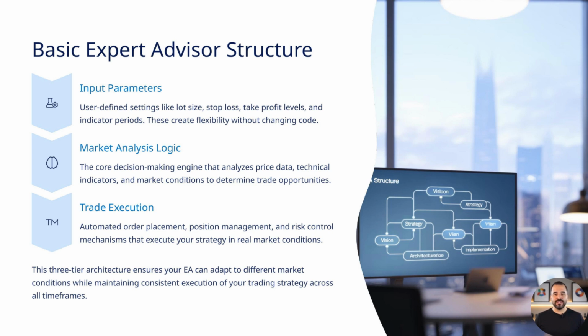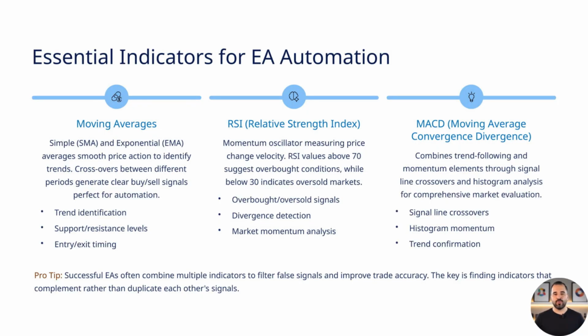Together, this three-tier structure creates a system that can adapt to various markets and timeframes while ensuring trades are executed exactly as intended. It's the framework every effective EA is built upon. Most EAs don't run on raw price data alone. They rely on indicators to define rules with clarity.